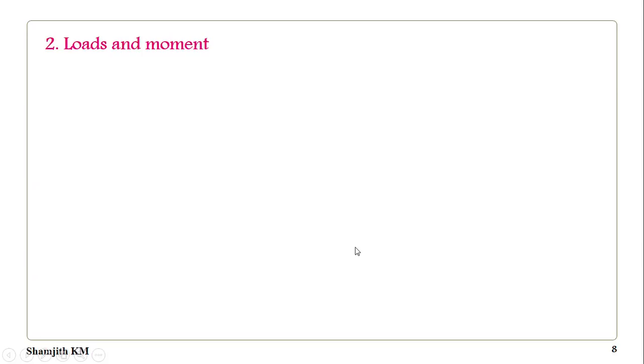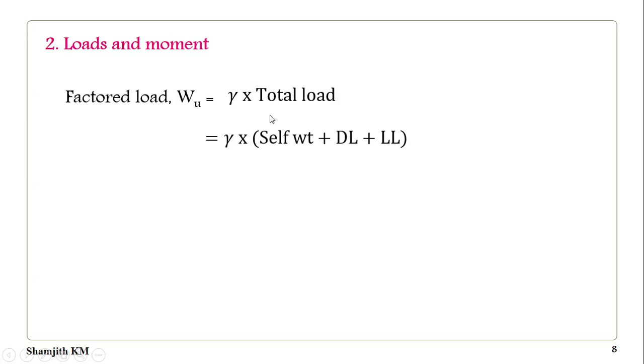Now the second step, loads and moment. Here we will be calculating the factored load and the factored moment. Factored load, or Wu, is equal to gamma, or the partial safety factor, into the total load. Total load can be calculated as self weight plus dead load plus live load in the current problem. The current problem includes self weight.